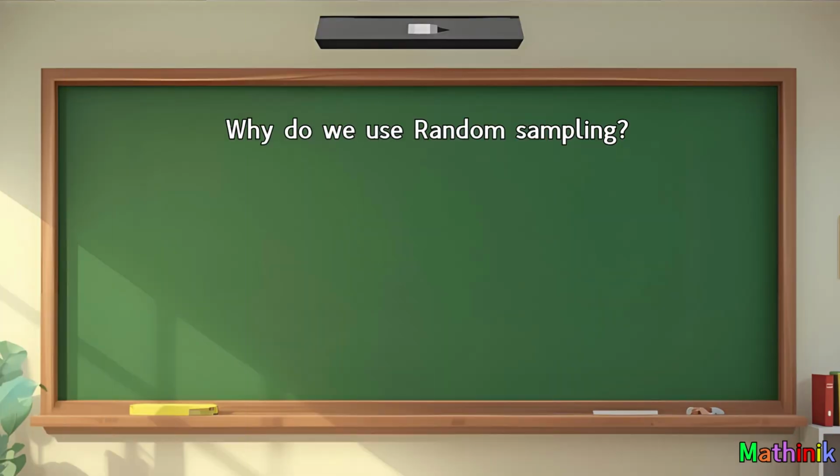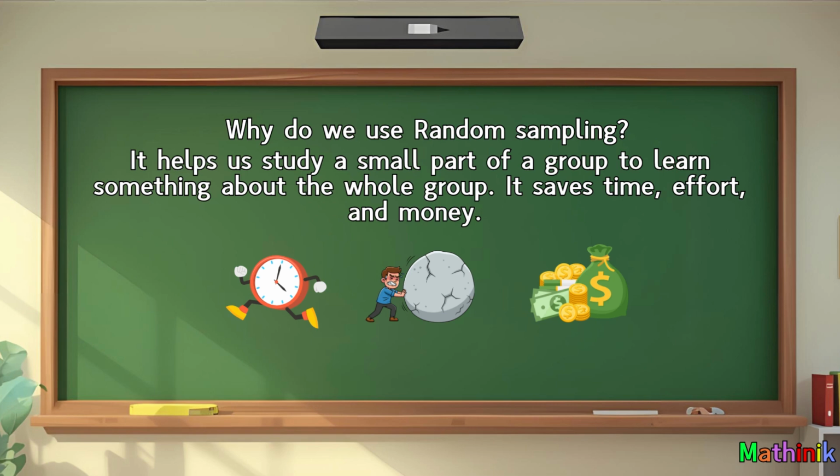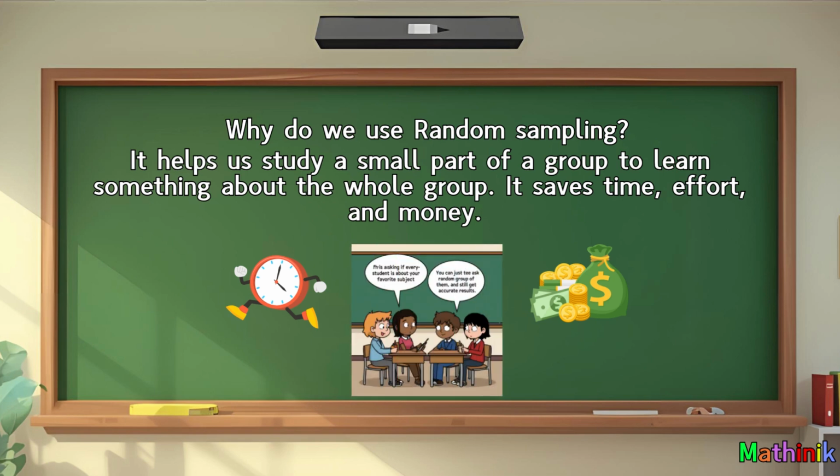So, why do we use random sampling? Well, it helps us study a small part of a group to learn something about the whole group. It saves time, effort, and money. For example, instead of asking every student in your school about their favorite subject, you can just ask a random group of them and still get accurate results.